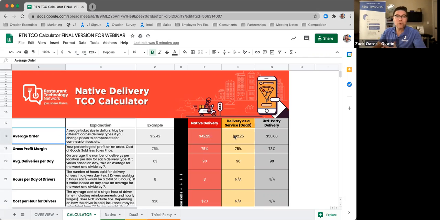So based on historical data, you could look at your third-party delivery and look at what you want as delivery as a service or native delivery. And that way you can see exactly what the different items are. A lot of people have different prices for third-party delivery to compensate for those fees. Hence, we give you the option of calculating the average order as different values.